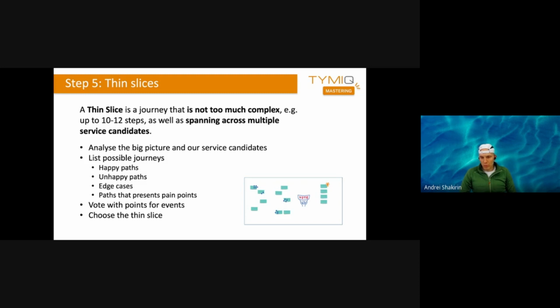So how to do it? Just use points, vote, and select the cards that are the most important, and try to have a theme slice that has value for the user, but is still simple enough to be implemented first. Based on this theme slice, we start our implementation with teams.